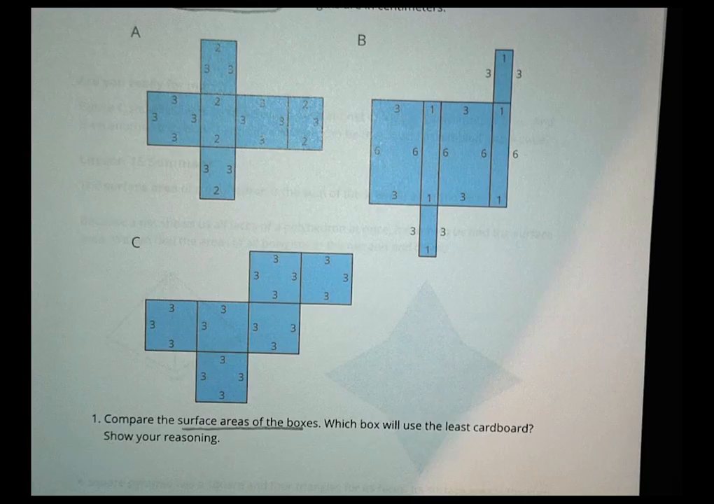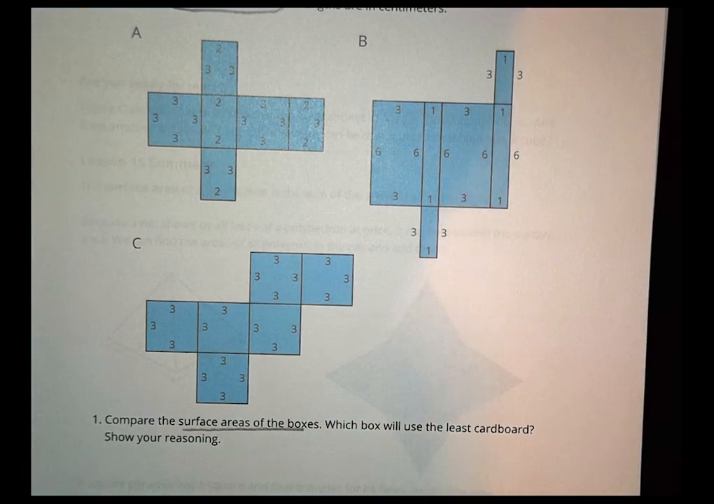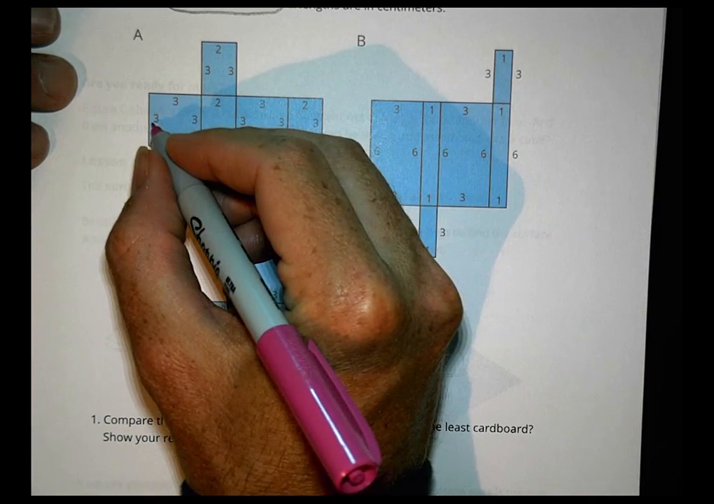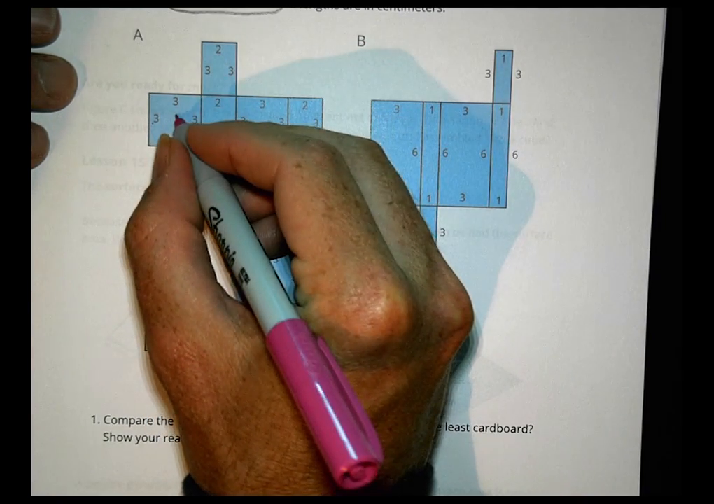Alright, so to do that, what I want to find is the area of each section of each box. So that's found by multiplying the length and the width. So 3 times 3 here is 9.